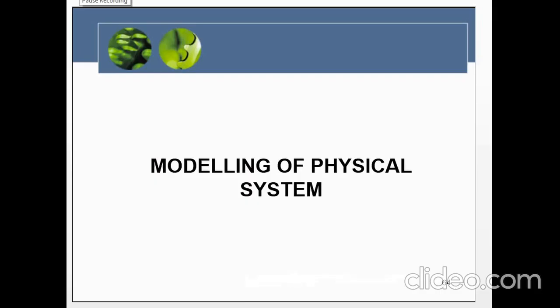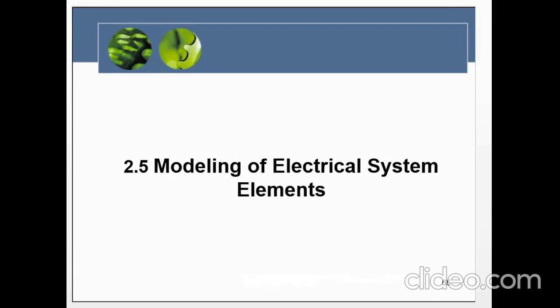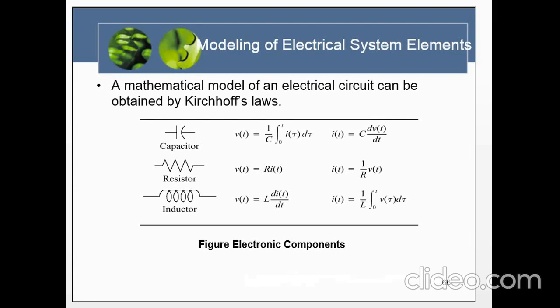Okay, now we study the modeling of physical systems, and first we study the modeling of electrical system elements. These three are the basic elements of the electrical: capacitor, resistor, and inductor. Based on Kirchhoff's law, we can determine its voltage and also current.